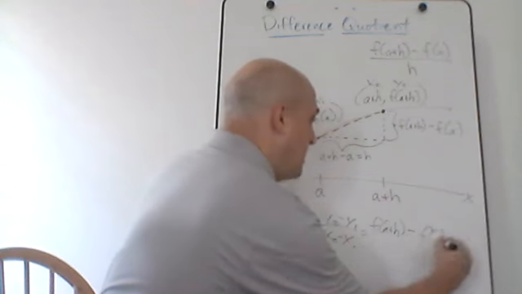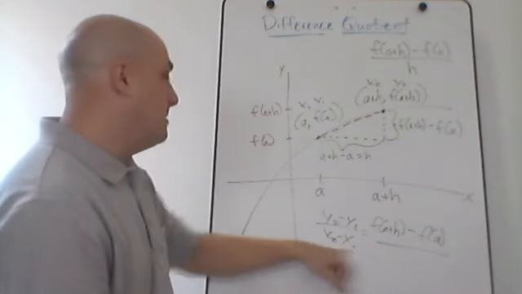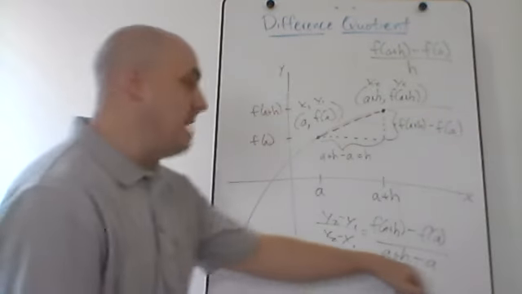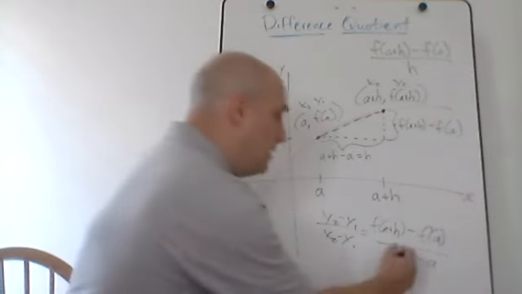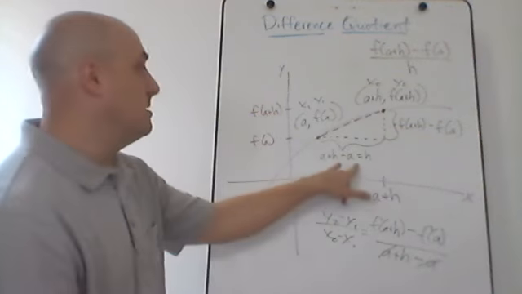So f of a plus h minus f of a over, and then I have to do the difference in my x values. Well, my x2 is a plus h minus my x1, which is a. If you notice what happens there, the positive a and the minus a cancel out, so I just have an h in my denominator, and that's what this is saying up here.